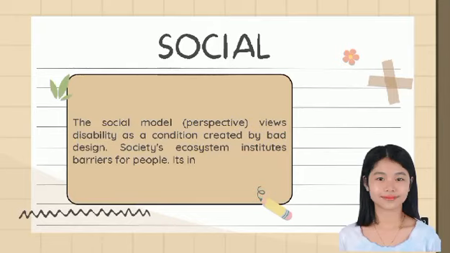This model implies that the removal of attitudinal, physical, and institutional barriers will improve the lives of disabled people, giving them the same opportunities as others on an equitable basis. Taken to its logical conclusion, there would be no disability within a fully developed society.